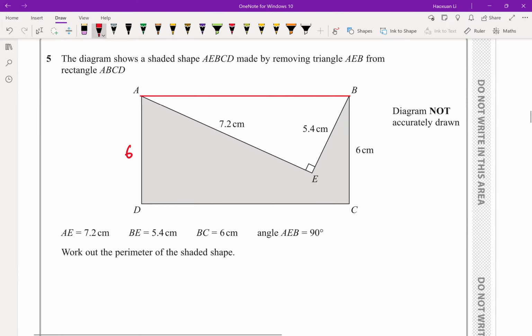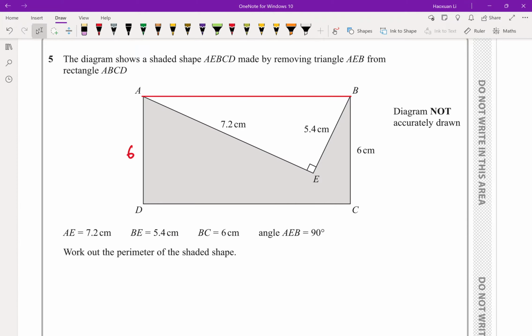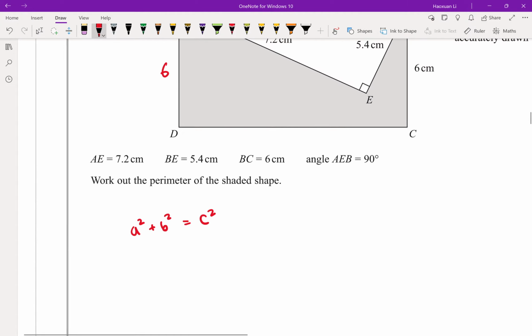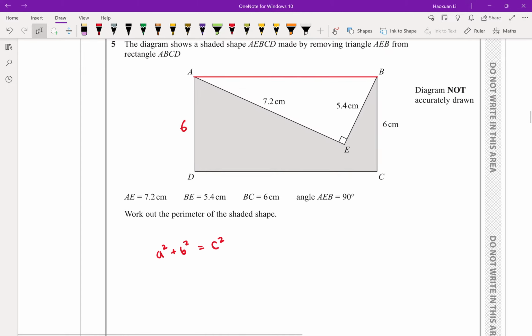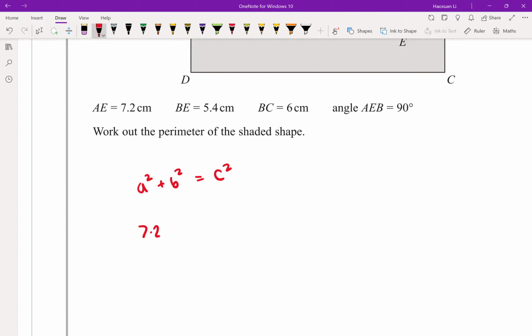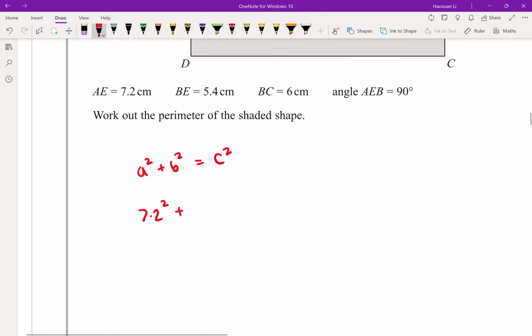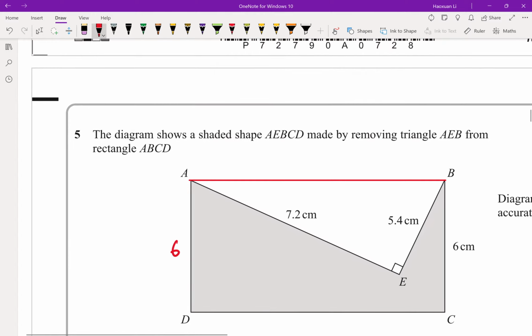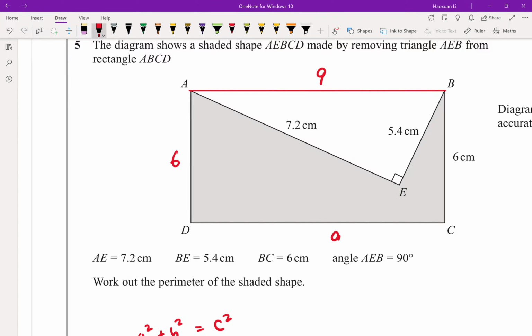So therefore, to work out AB, you have to use Pythagoras' theorem. If you recall, it will be a squared plus b squared equals c squared. So if you plug this in, that should be 7.2 squared plus 5.4 squared is c squared. And if you square root this, you should be able to get c as 9. So this is 9, and this one should also be 9.